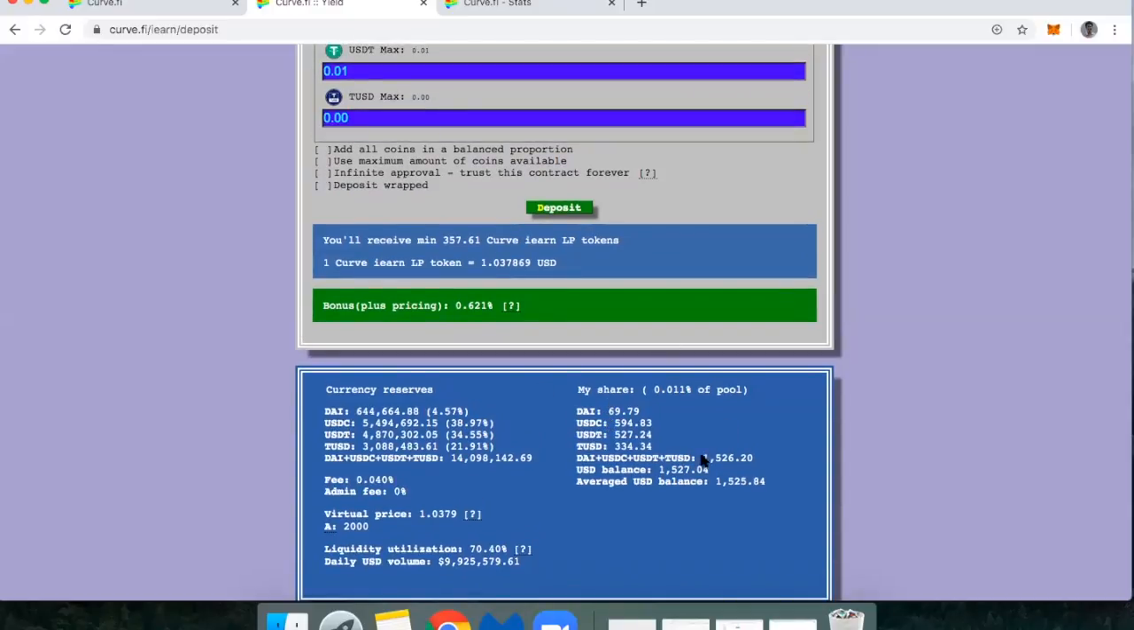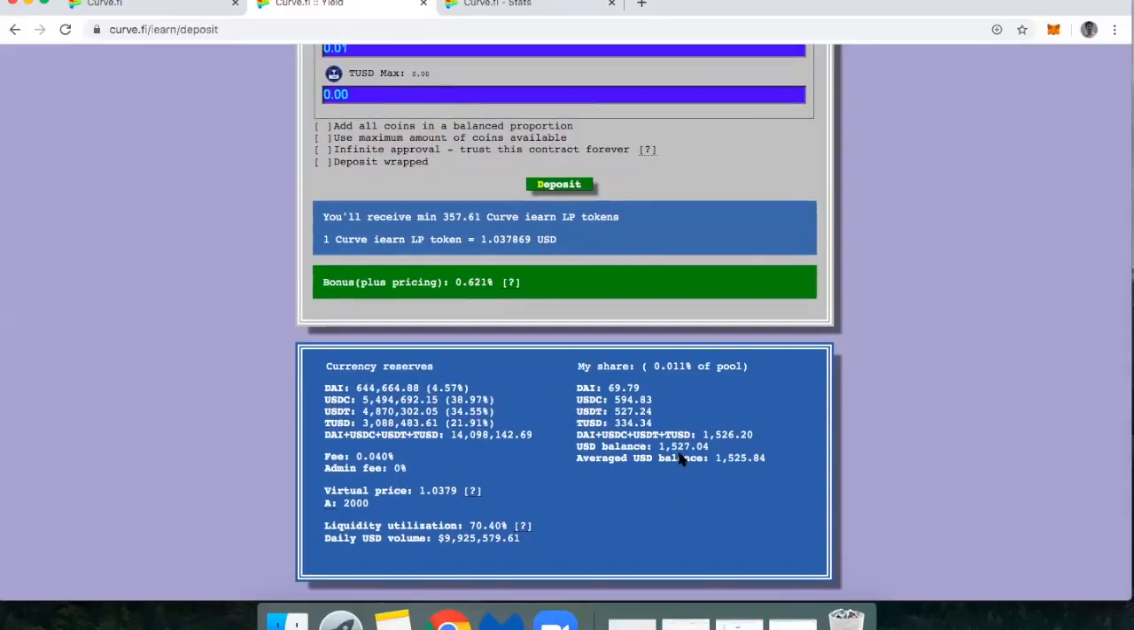So here on the right-hand side, you can see my own share of the pool. And this reflects the percentages over here on the left. I currently have $1,527 worth of stable coins. And the split between them represents the percentages you see on the left in the pool. So I own 0.011% of the pool, which means I have about 70 DAI, about 594 USDC, about 527 Tether, and about 334 TrueUSD. I have the ability to withdraw my share of the pool at any time. So, what's cool here is, I can earn yield on these stable coins, which is essentially a market maker fee, and I can withdraw it when I want.